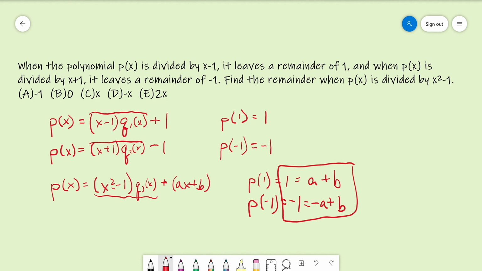If we add them together, we'll get 0 equals, the a's will cancel out, and that'll be 2b, which means that b is equal to 0. And if we plug that into the first equation, for example, you get 1 equals a plus 0. That means that a is equal to 1. So our solution is just a times x plus b. So 1 times x plus 0, which is just x. And that is answer C.